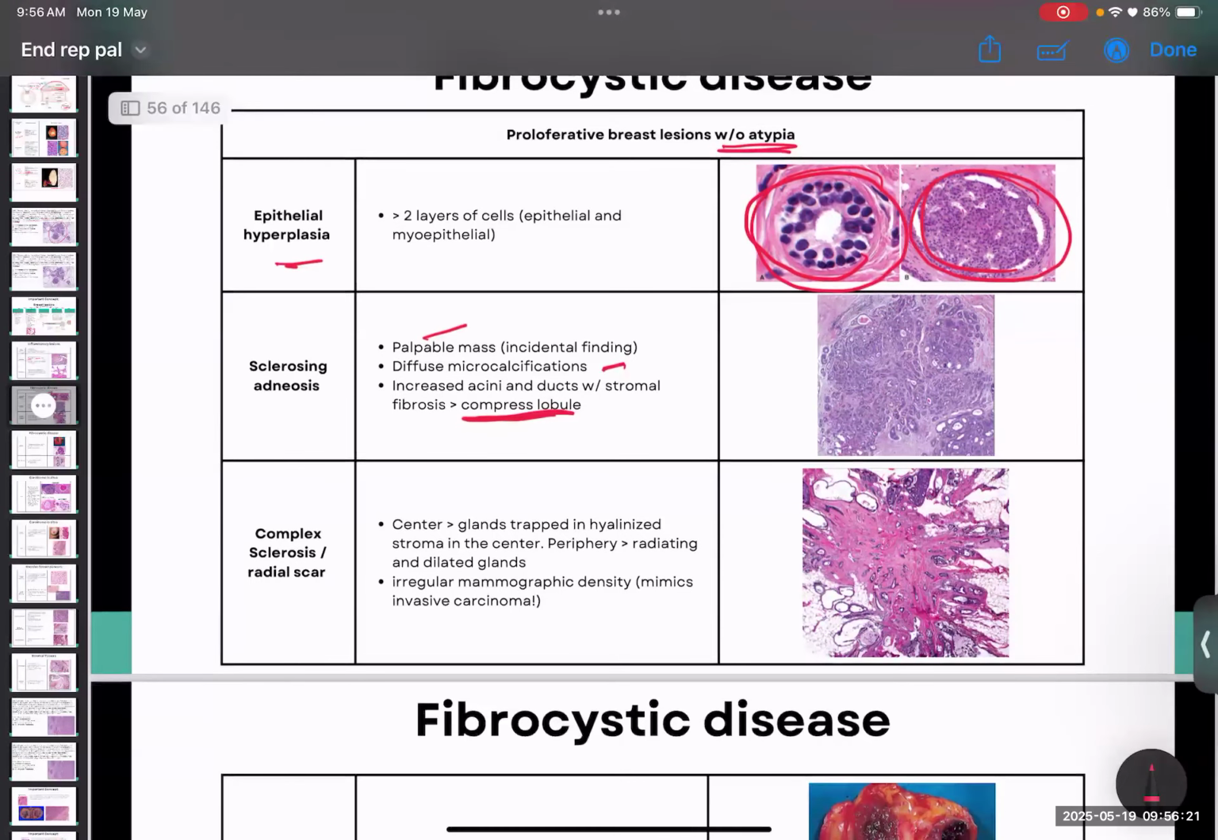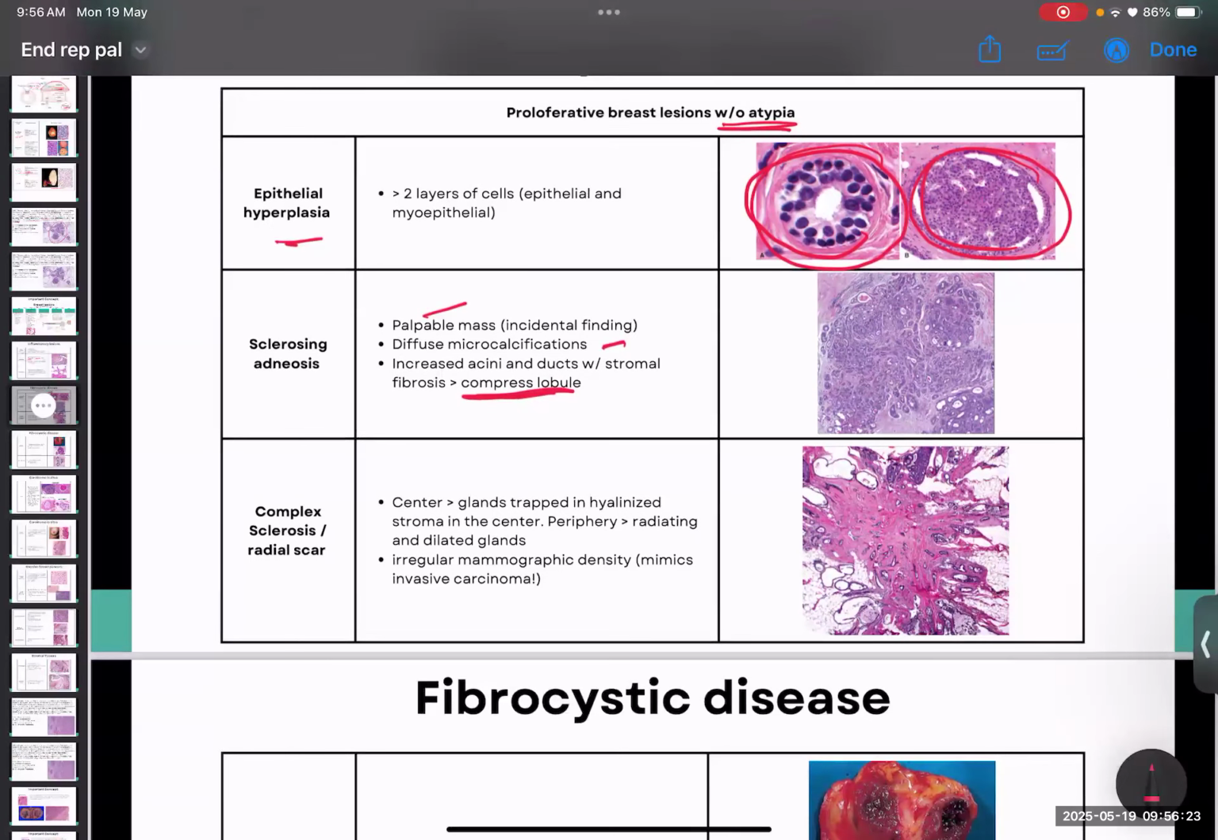Complex sclerosing lesion or radial scar. Here you have basically glands which are trapped in a hyalinized stroma. So in the center, you'll have a hyalinized area where the glands are trapped, and then dilated glands are radiating out on the periphery. And this very much looks like an invasive carcinoma. However, it's just a complex sclerosing lesion or radial scar.